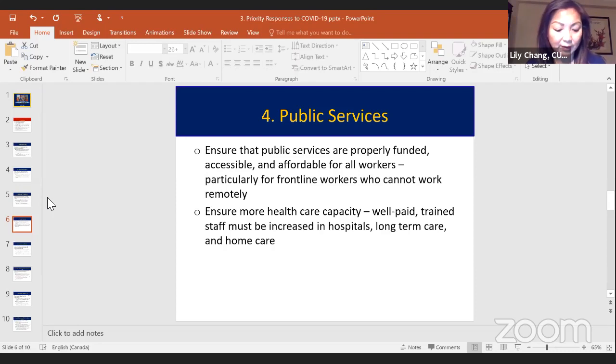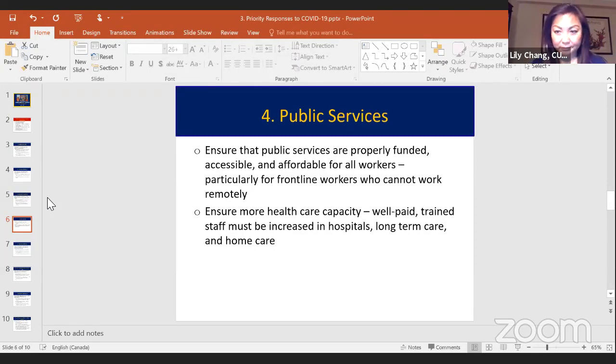For parents who are reluctant to take their children to a childcare provider offering multifamily services, and childcare workers who are reluctant to risk multiple exposures, consider having customized childcare. Boost healthcare capacity. Well-paid trained staff must be increased in hospitals, long-term care, and home care.